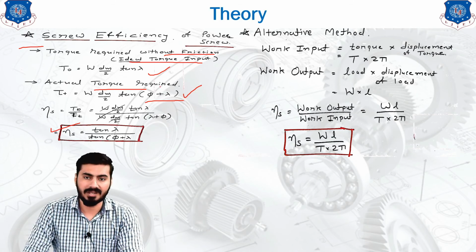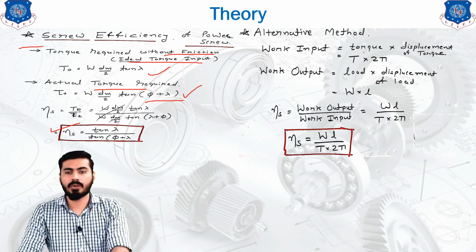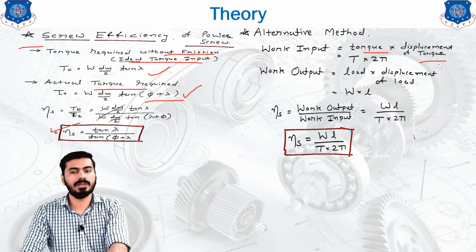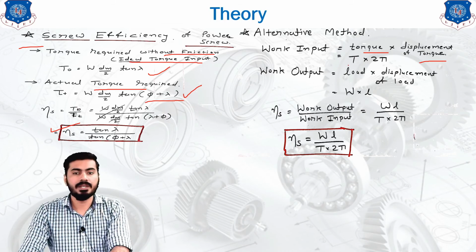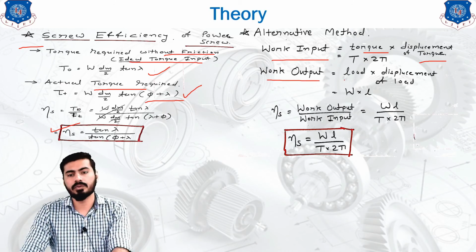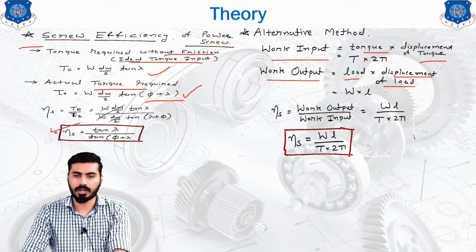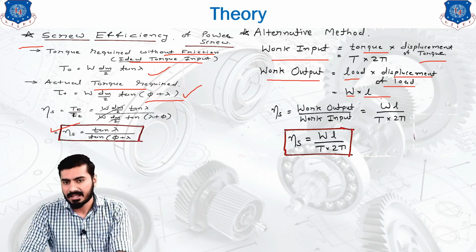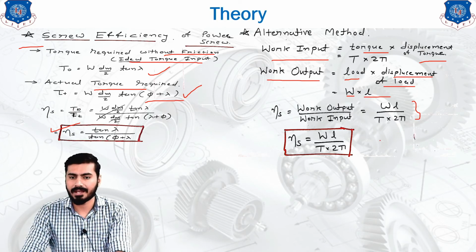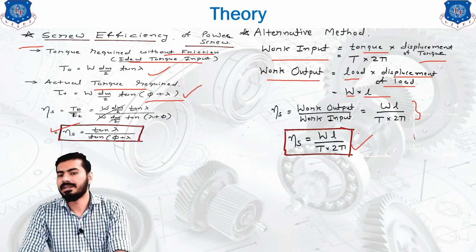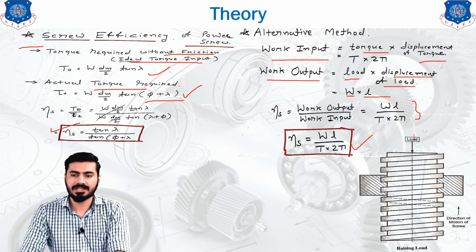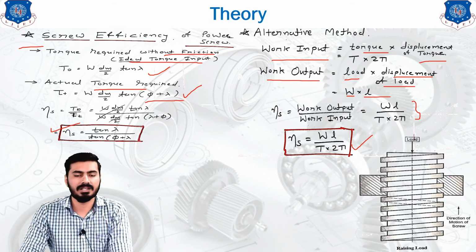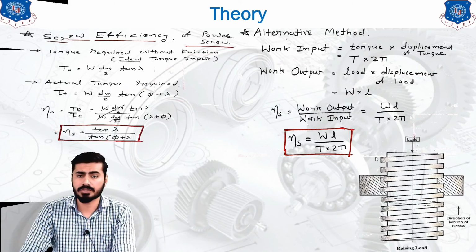An alternative method to calculate the efficiency of the screw is work input. If you want to calculate the work input, then torque into angular displacement of the torque will be your work input, and work output will be load into load displacement, that is the load W and displacement of the load L. If you take the ratio of both of them and simplify, you will get the efficiency in terms of WL upon T into 2 pi. So this is the basic criteria where we have considered both equations of the efficiency of the screw.